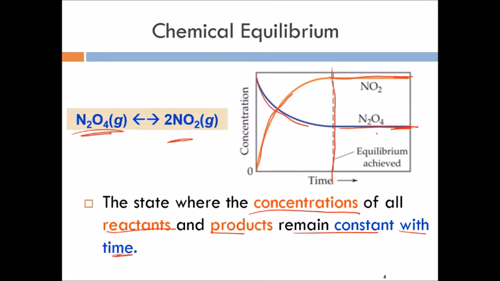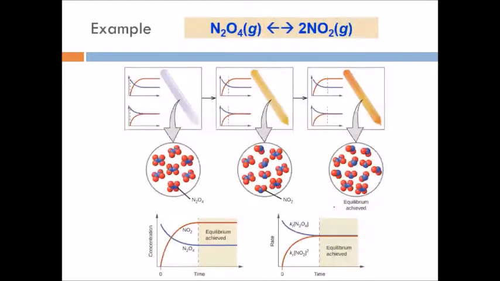And it's not usually where the products equal the reactants. One side usually is more favored. In this case, the NO2 has the higher concentration, so we would say the products are favored at equilibrium, and the reactants are not favored at equilibrium in terms of the concentration amount. Now rates equal each other, and then the concentrations remain constant with time at this state of equilibrium.